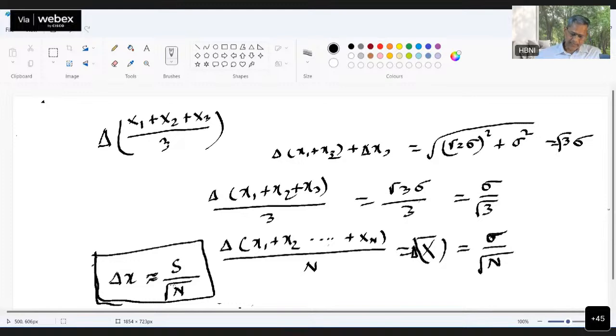And also statistics provides a means of quantifying the precision of a set of measurements. Suppose you have done a set of measurements, then the precision of that measurement we can get by statistics.